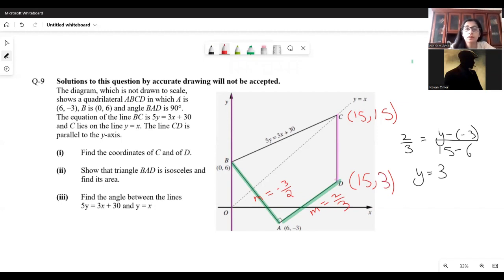Okay. Now, how can you show that triangle BAD is isosceles? Miss, by showing that BA and AD have the same length. Yes. Now apply distance formula on both AB and AD. So for part 2, find the distance of AD using distance formula: y2 minus y1 whole square plus x2 minus x1 whole square, and then under root over the entire expression.